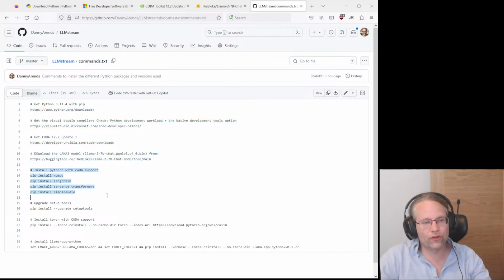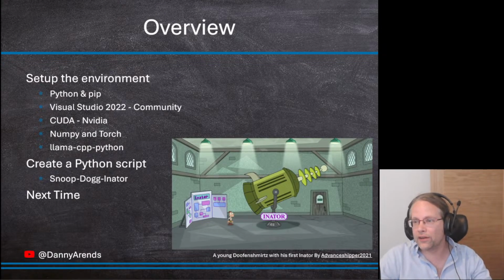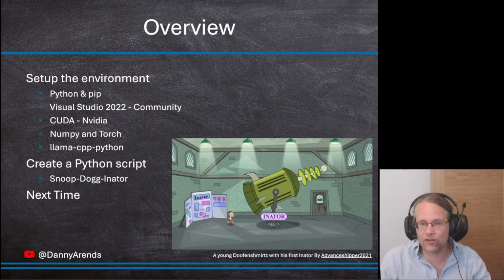But we need to install some of the packages for Python. We need to upgrade some stuff, and then we need to install CUDA supported versions of some packages. So that's what we're going to do today. After we've set up our whole environment, the next step is to create our own Python script. So our own Python script today is going to be a Snoop Dogg inator. So it's going to be a thing that takes text and turns it into Snoop Dogg, or how Snoop Dogg would have said it. And then I want to talk to you guys a little bit about next time, because I kind of want to have your input on some fun stuff that we want to do.